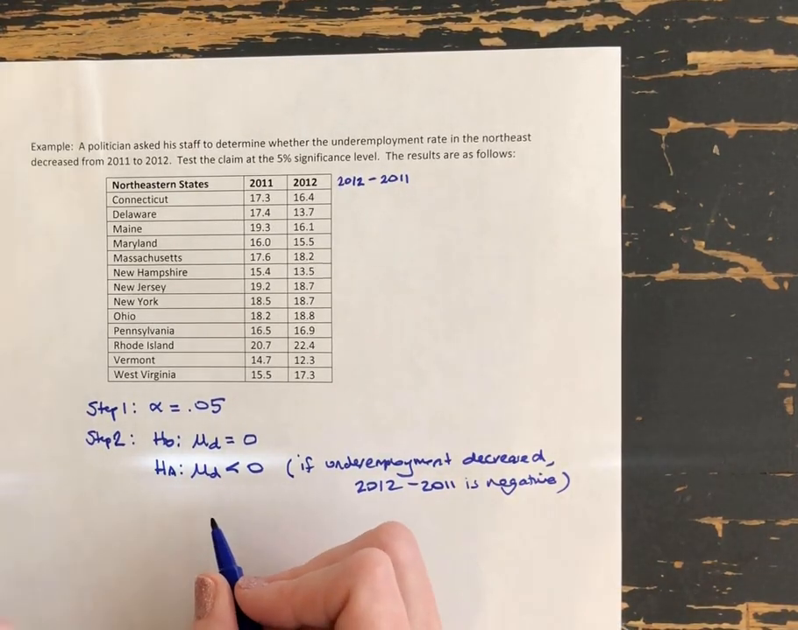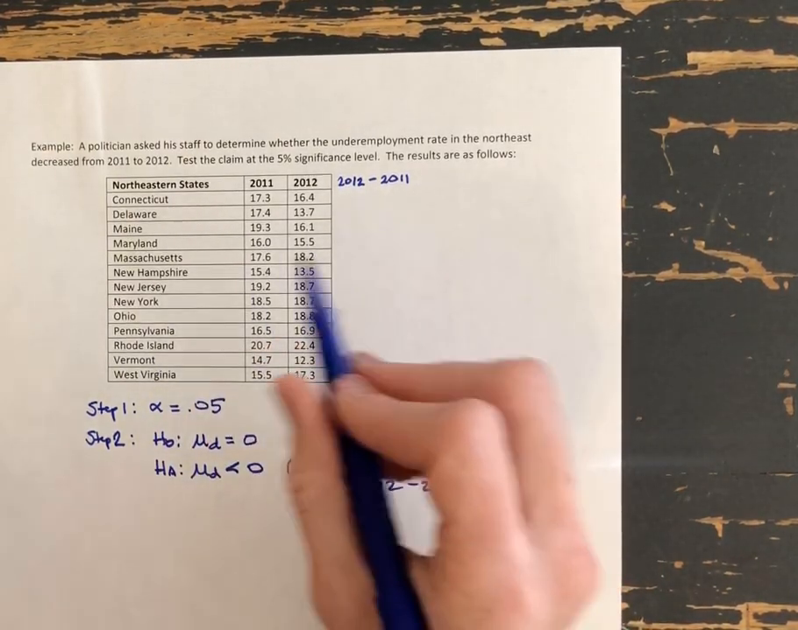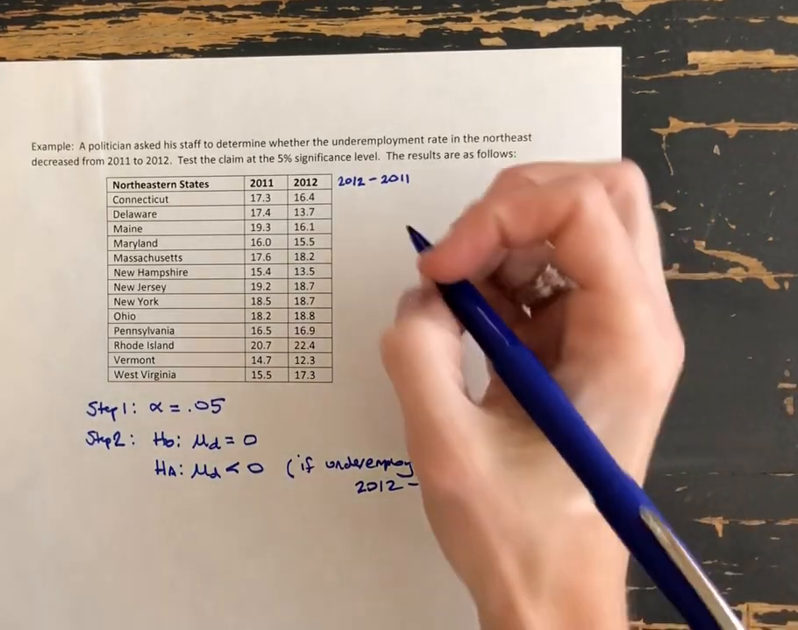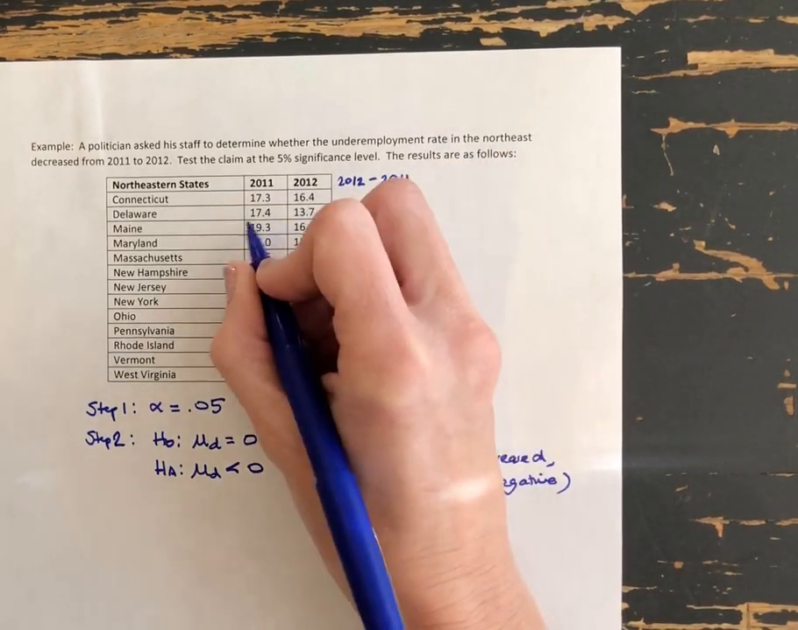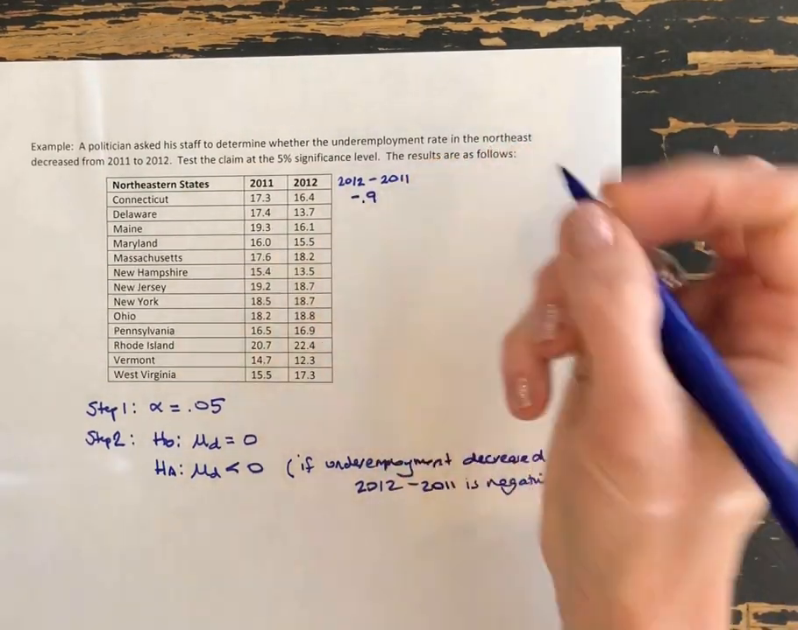But in order to do that, we need data, and you'll notice in this case, we aren't given all these differences. We actually have to find them ourselves. And so I've gone ahead, taking 2012 underemployment and subtracting 2011. I've gone ahead and found those already.